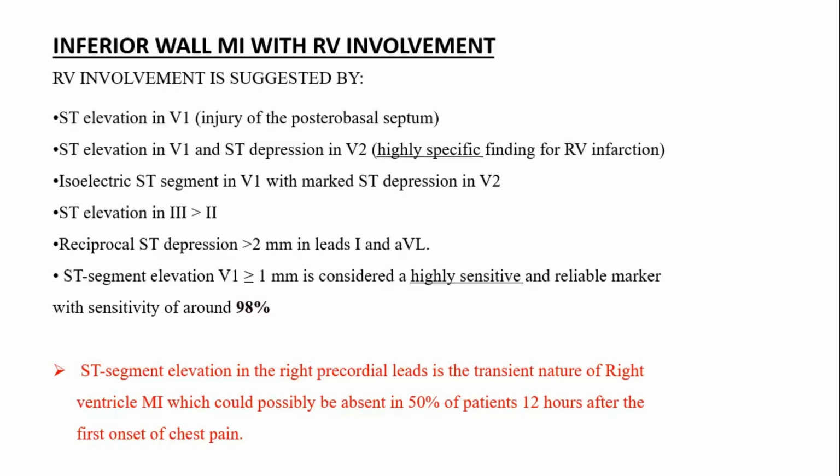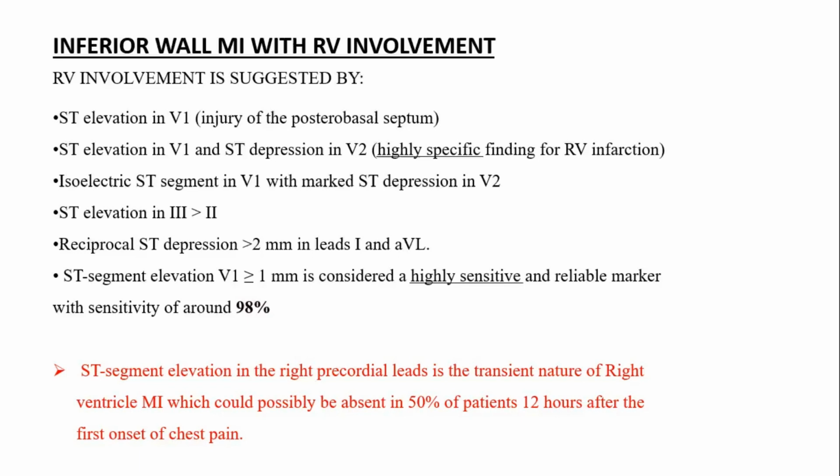ST segment elevation, if it is 1 millimeter or more, is now considered a highly sensitive and reliable marker, with sensitivity reaching around 98%. Some studies have shown 100%, but on average it is around 95 to 100. So it's a huge sensitivity for this. You have to remember these findings. Whenever you see an inferior wall infarct, try to diagnose an RV infarct, and remember which is highly sensitive and which is highly specific. I've marked and underlined them for you.